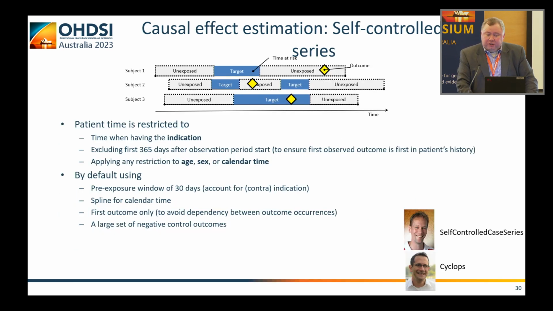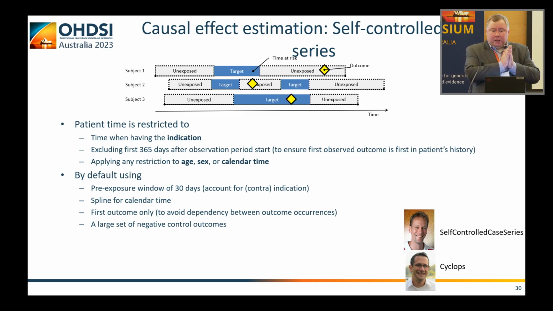Our self-controlled case series design. This is a package that Martijn maintains called SelfControlledCaseSeries. Underlying that is, again, Cyclops that Mark maintains. The idea here is that you provide a target cohort, an outcome cohort, and a time at risk. As a default, there's a series of design considerations for using an SCCS design that we kind of bake in.